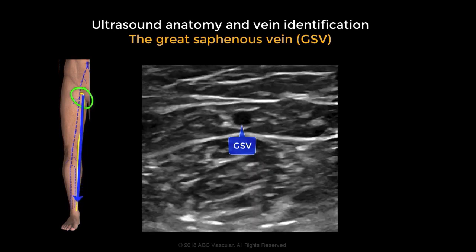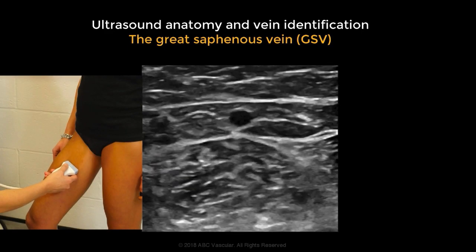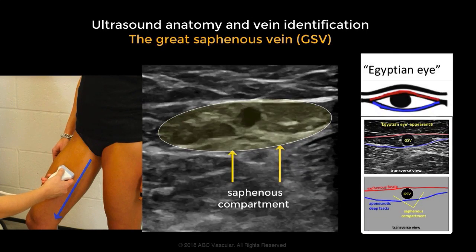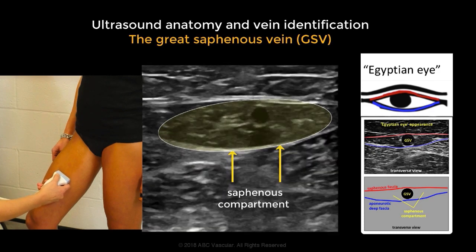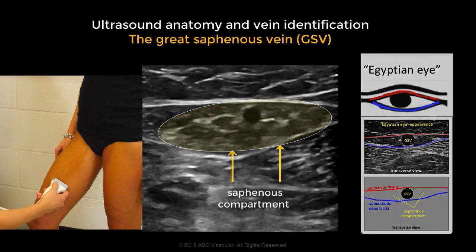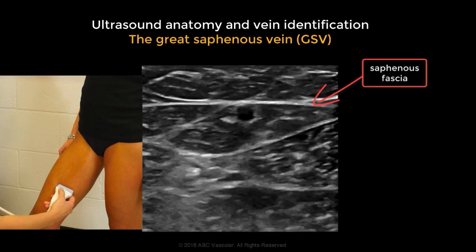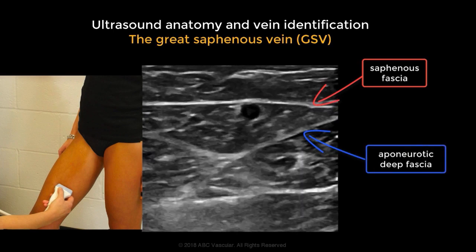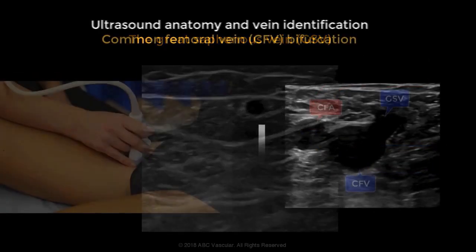To identify the great saphenous vein, use a transverse view and move the transducer all the way down in the territory of the great saphenous vein in the thigh and in the calf. The great saphenous vein presents with a typical appearance in which the saphenous compartment mimics the Egyptian eye. It is contained within two fascias. There is the saphenous fascia, which is the more superficial one, and there is the other fascia, which is deeper and is the aponeurotic deep fascia. This is the typical appearance of the superficial veins, which are the great saphenous vein and the small saphenous vein.